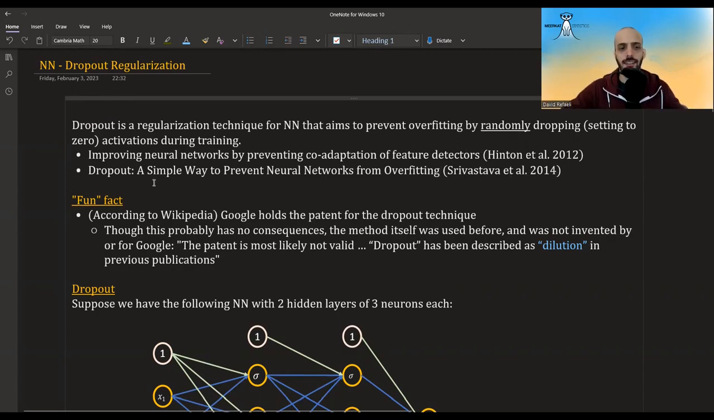A fun fact, I'm not sure how fun it is: according to Wikipedia, Google holds the patent for this technique, though it's probably not valid because it was described as dilution in previous papers.